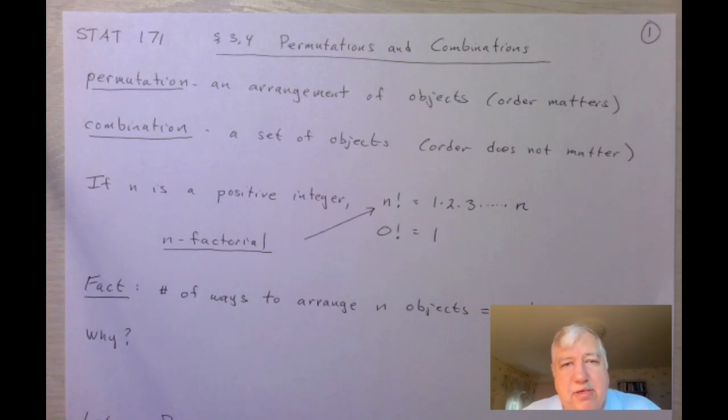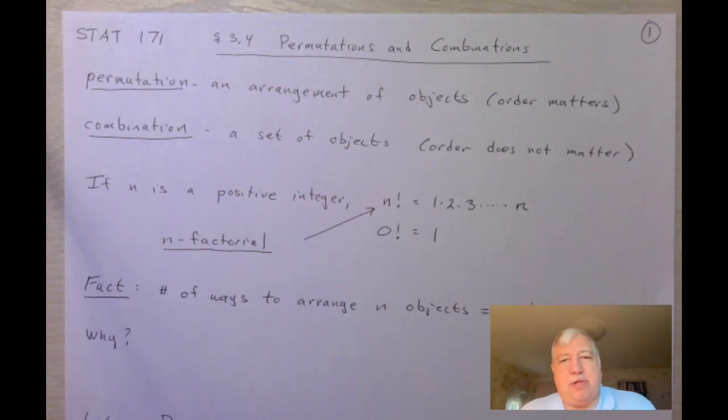And the first thing is that, about combinations and permutations, it's largely more important, instead of what they are, how they're different. So a permutation is an arrangement of objects, and a combination is a set of objects. And the thing to remember is, with permutations, order matters, and with combinations, it doesn't. Okay.